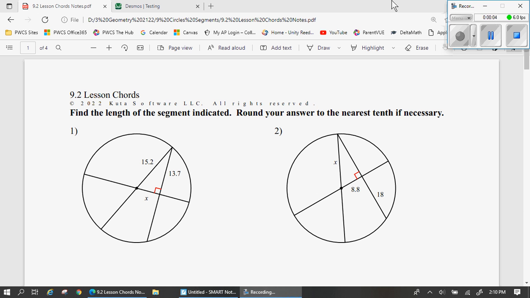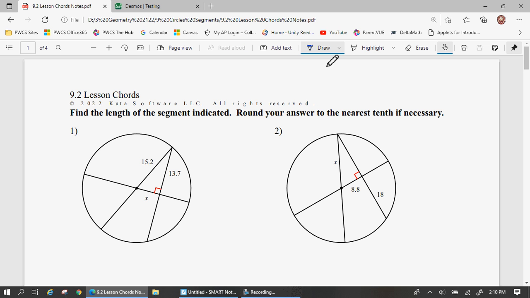Okay, well, today we're going to continue talking about circles and segments in circles, and we're going to focus on what happens when they interact and how long they are. Last time we talked about tangent segments and diameters, and so we're going to start today talking about chords.